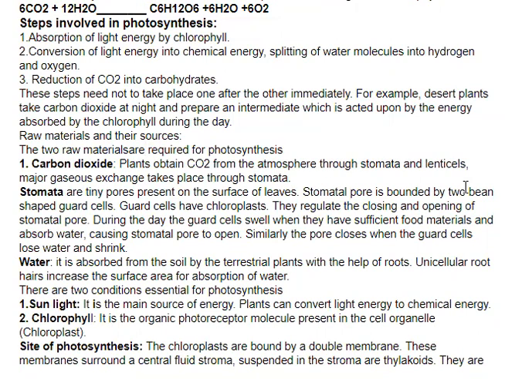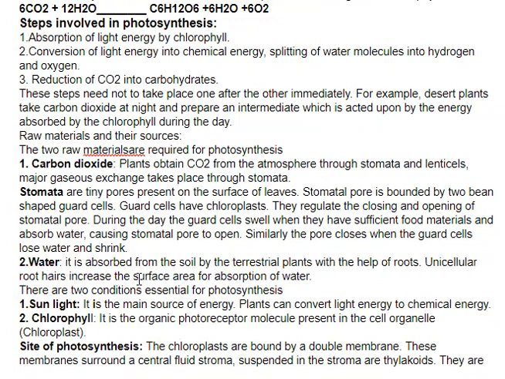Now, the second raw material needed for photosynthesis is water, and it is absorbed from the soil by terrestrial plants with the help of roots. Unicellular root hairs increase the surface area for absorption of water. So if a question comes in the exam, what is the advantage of root hair in the root? You will say that root hairs increase the surface area for the absorption of water.